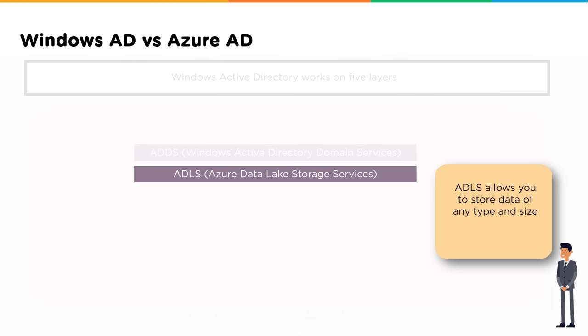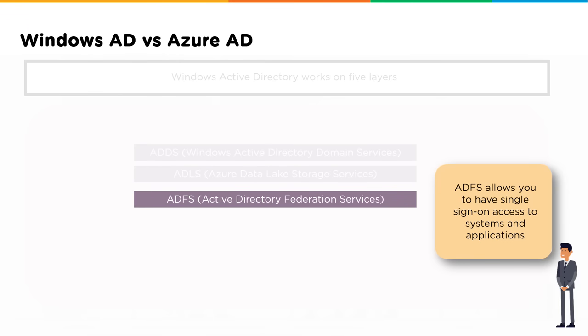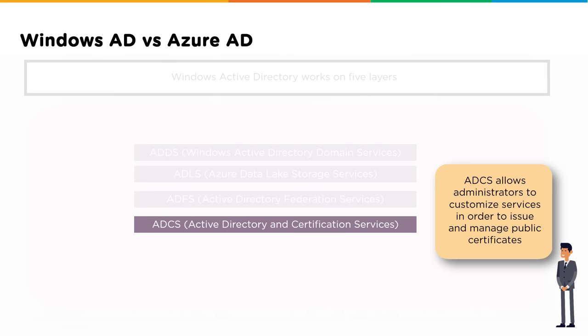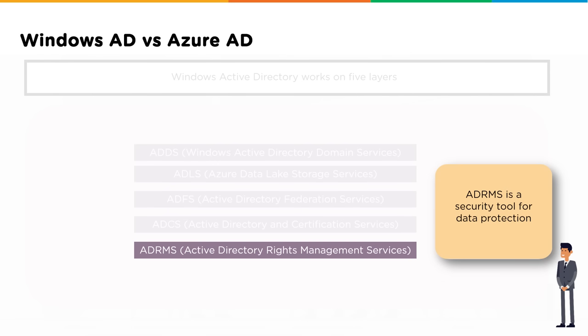The next layer is ADLS, or the Azure Data Lake Storage Services. This layer is for allowing you to store any amounts of data of any type or size. Then you have the ADFS, or the Active Directory Federation Services, where you're given a single option for sign up with which you get access to all systems and applications. Then we have the fourth layer, the ADCS, or the Active Directory Certification Services. This enables administrators to customize services and then be able to manage and issue public certificates. And the final layer is ADRMS, or the Active Directory Rights Management Service. And this is used for data protection.